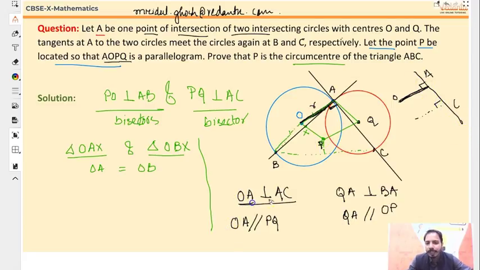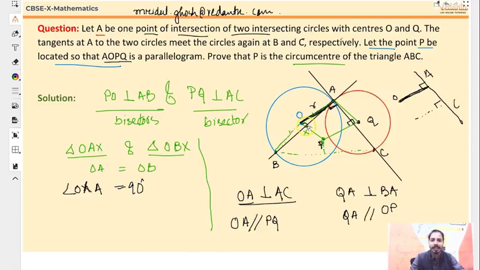That means OA is perpendicular to AC and PQ is parallel to OA, so PQ is also perpendicular to AC. So this angle is 90 degrees. Similarly, AQ is perpendicular to AB, so OP is also perpendicular to AB. So I can say this angle OXA is 90 degrees.